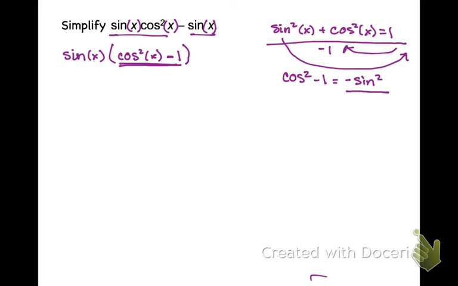What did we just say that equaled? Negative sine squared. So now I have sine times negative sine squared. Well, what does that give me? It gives me negative sine cubed, doesn't it? Yep. You might want to look at what we're doing.